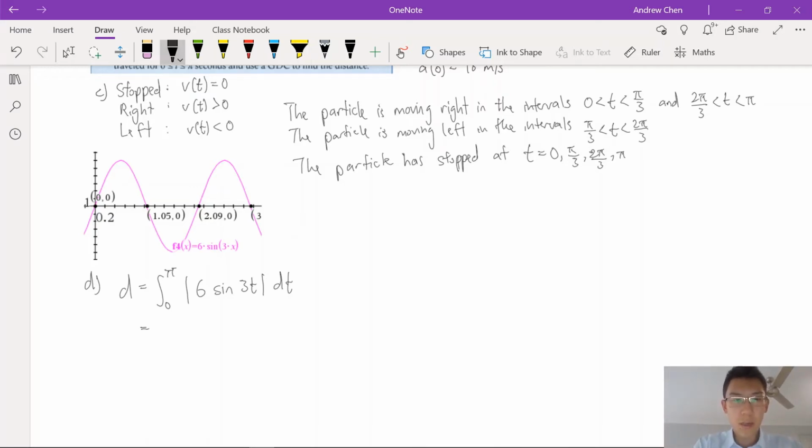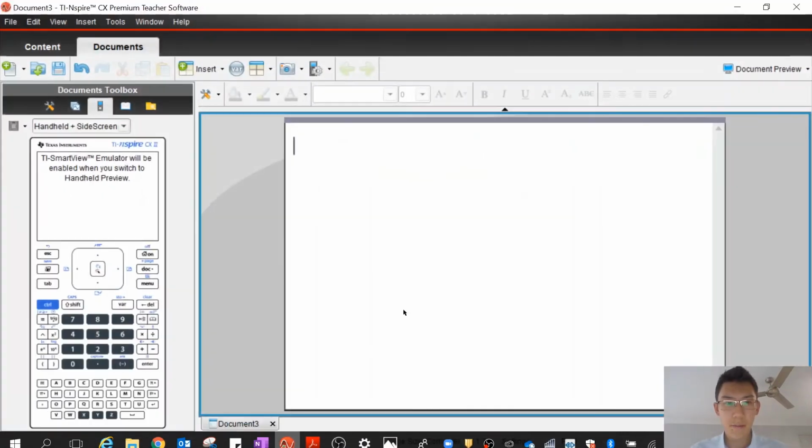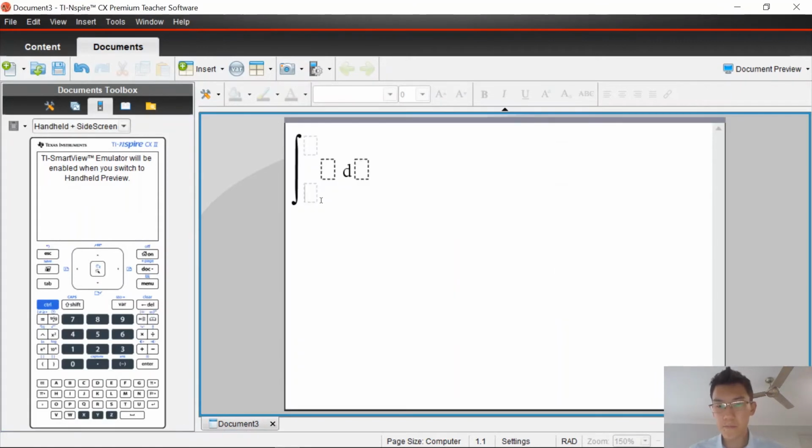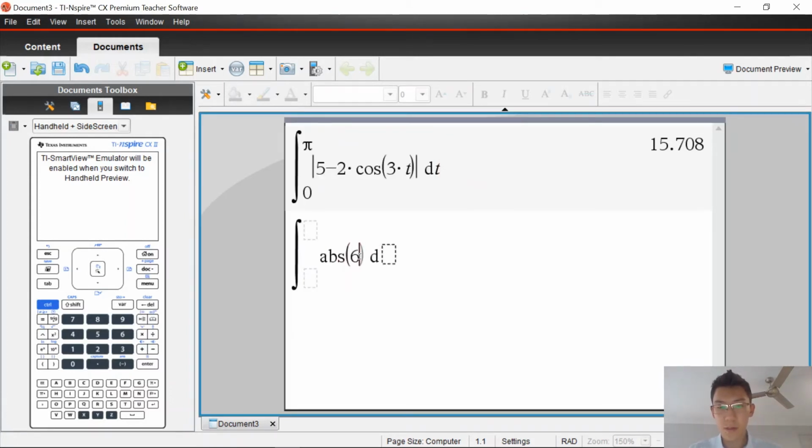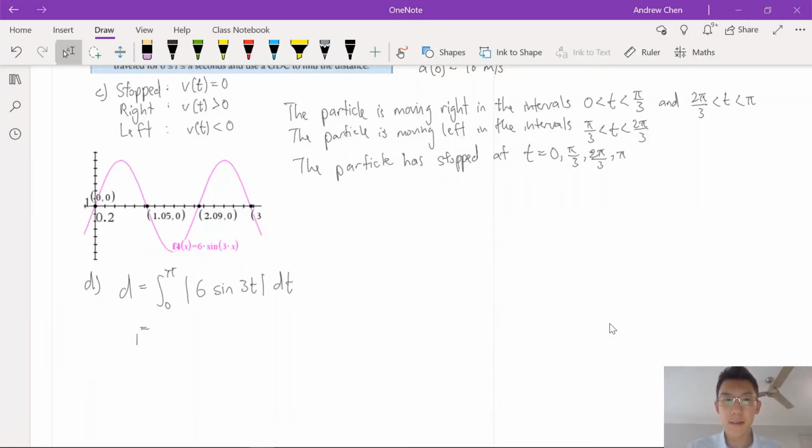So let's just use a calculator to figure this out. Distance, 0 to pi, absolute value of 5 take 2 cos 3t with respect to t. Whoops, my bad. I typed in the displacement function. Let's do it again. Absolute value 6 sine 3t with respect to t from 0 to pi. 12 is our answer. Okay, so 12 meters is the total distance.